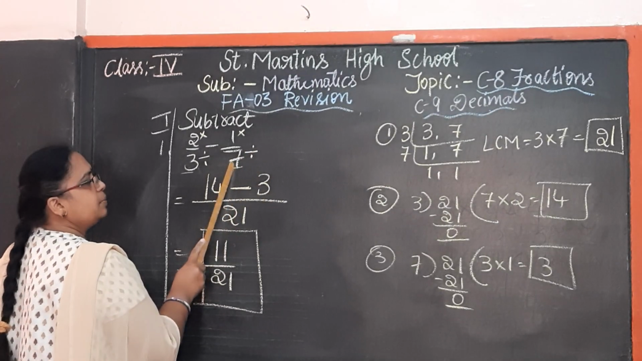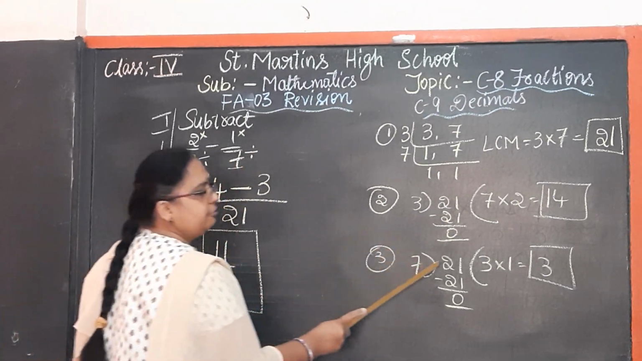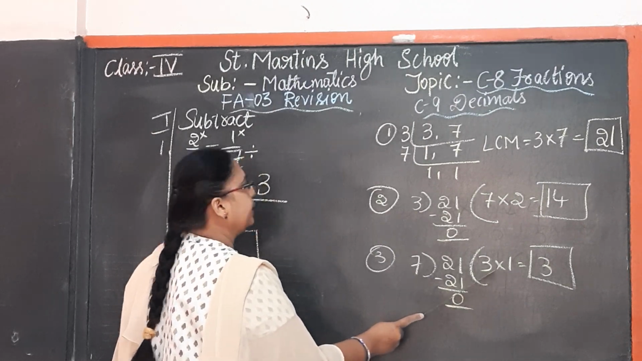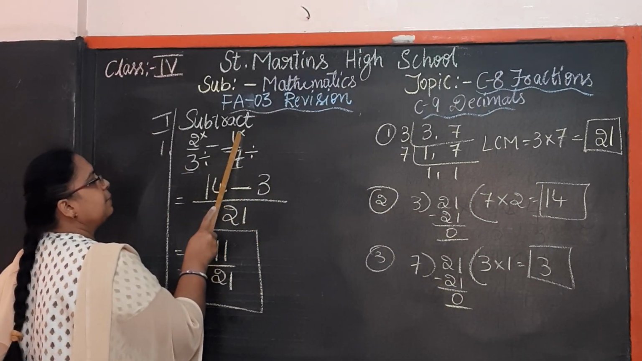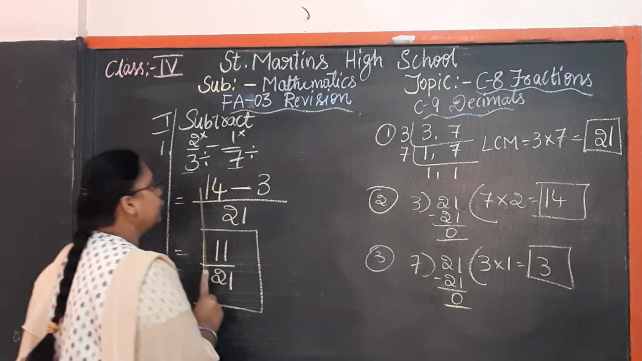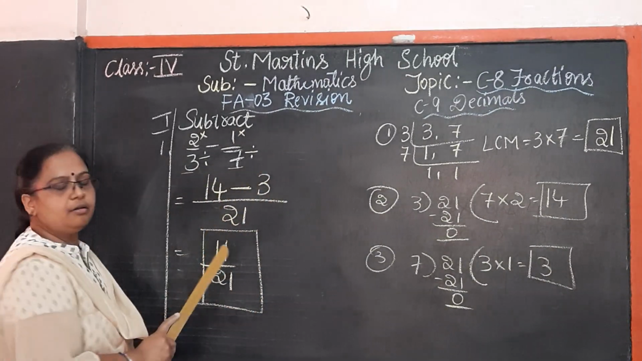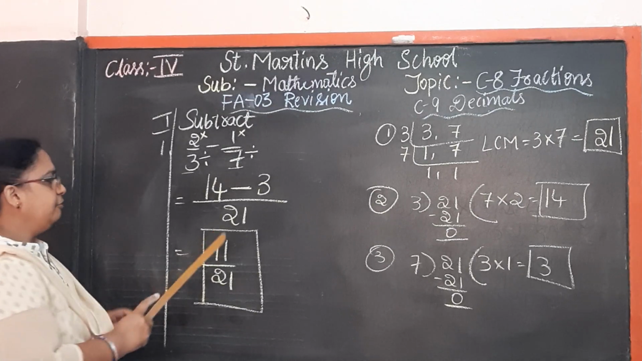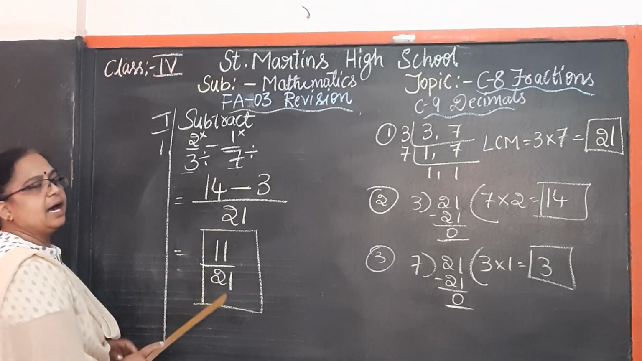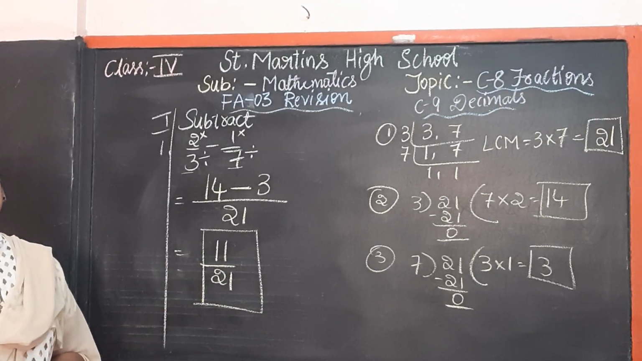The 21 should be divided by 7. When we divide 21 by 7, the answer is 3. This here is multiplied by 1. 3 1s are 3. We got the answer as 3. 14 minus 3, how much, children? When we subtract 14 minus 3, we will get 11. So, 11 by 21 is the answer. This is how you have to subtract.